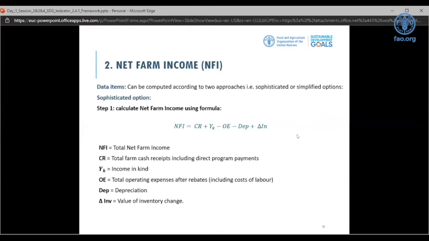This sophisticated approach, which is adopted from Statistics Canada, is recommended. However, its use by the countries is conditional on data on farms' financial records, documents, or daily, weekly, or monthly information about the transactions that happen on the farms being available. In general, large-scale commercial farms maintain detailed financial records using which the net farm income can be calculated.